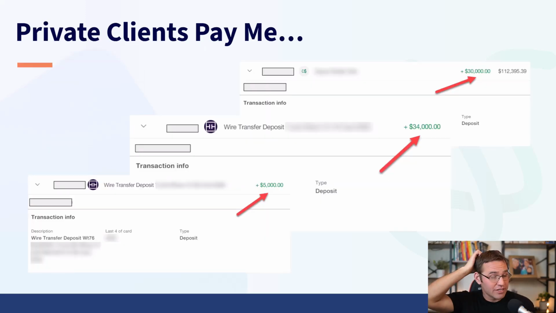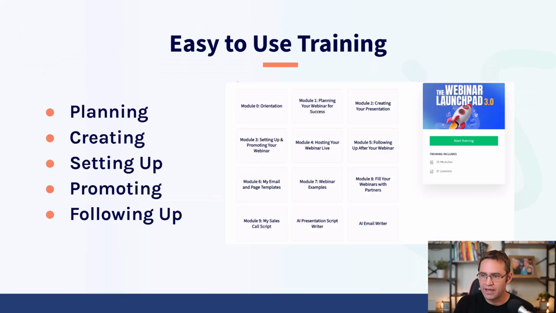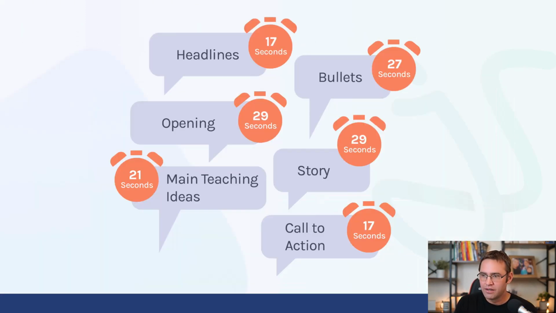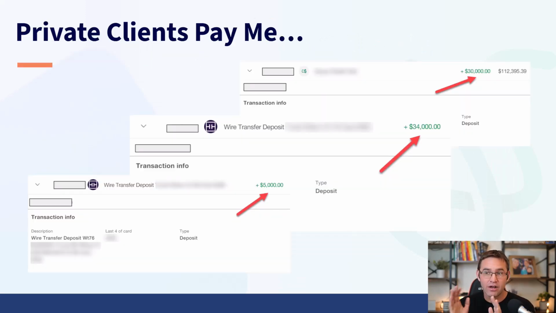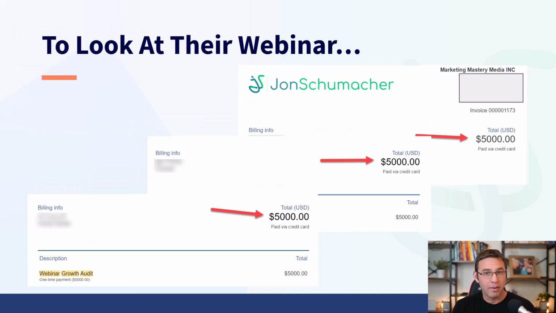And then what I do in this case is I actually start sharing the price. So I'll go through, again, all of the key things here. And then I'll go through high level of what they're going to do. That's it. And then I do a little bit of price anchoring. So I'll say private clients pay me as much as $39,000 to do this process for them. And I prove that with a $5,000 deposit, $34,000 wire transfer. People pay me $5,000 just to look at their webinar. I prove that as well with some screenshots.